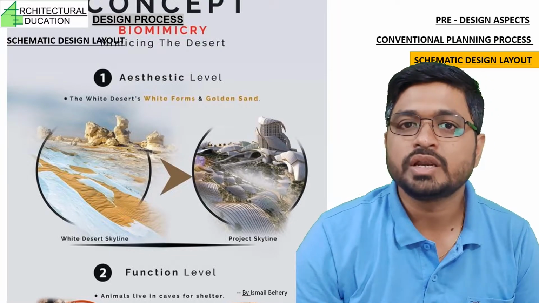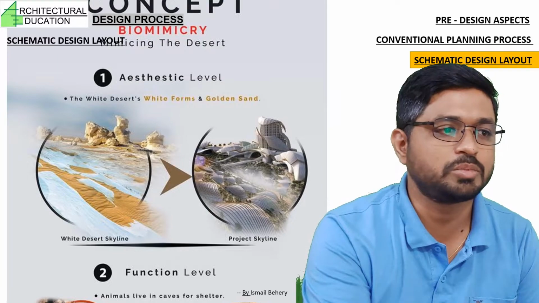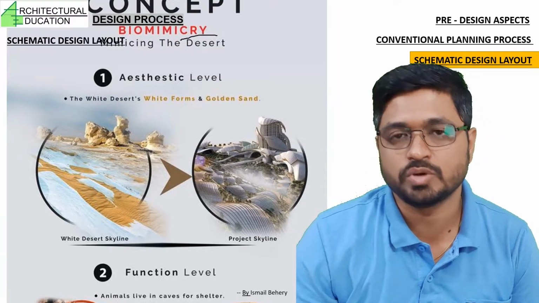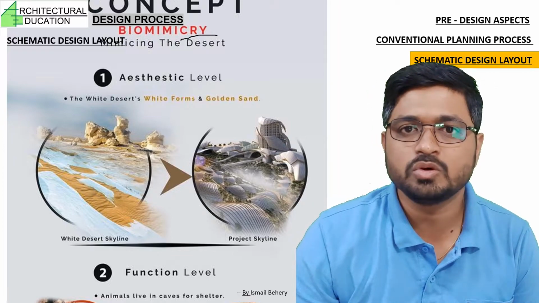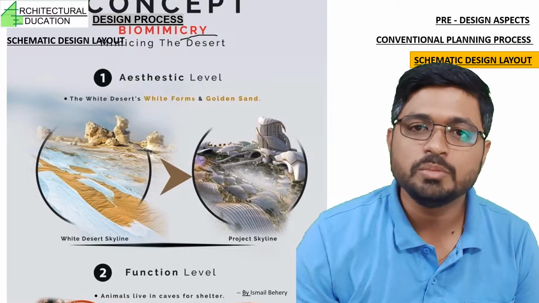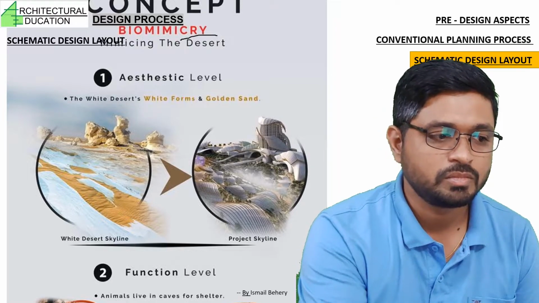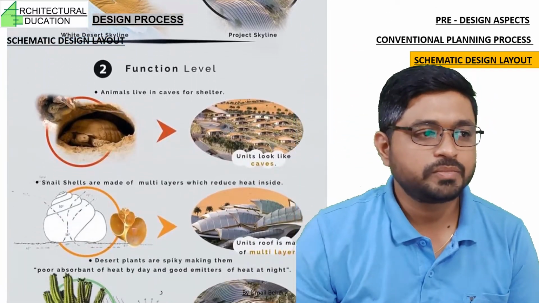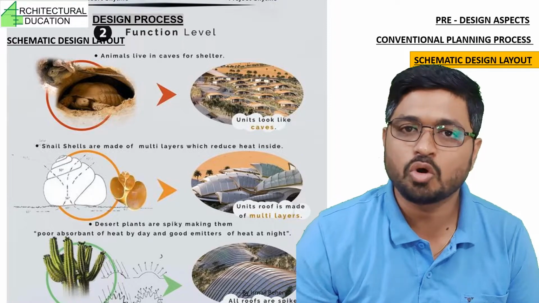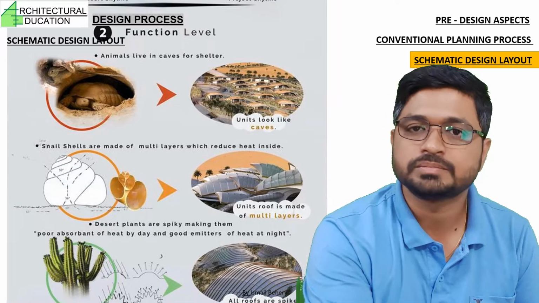So here what we are trying, it is a little bit like a biomimicry. I think it is written over here properly. What is he doing? He is making the biotic agents over here. So what is happening over there? He has tried to take the same shape. Why? Because that shape was fluent over here. Second example would be animals live in caves for shelter. So what he has done, he has provided all the residences over there. Units look like caves.